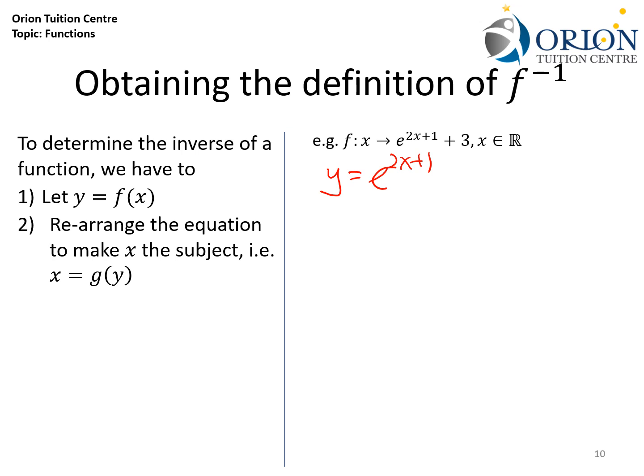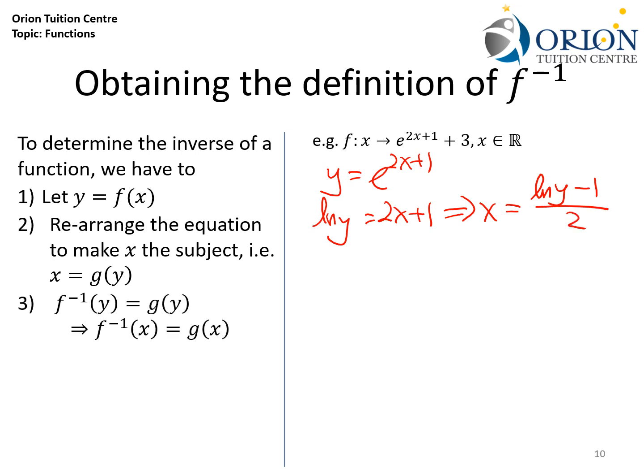So we have ln y equals 2x plus 1, and therefore we can say that x is equal to (ln y minus 1) over 2. What this does is to write x as f inverse of y, and we can say that f inverse of y is equal to g(y). So for y equals f(x), it becomes f inverse of y equals x. And we see that f inverse of y is equal to x, and also x is equal to g(y), which means that these two terms must be equal.